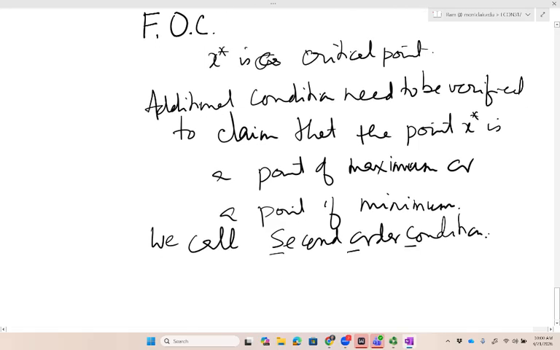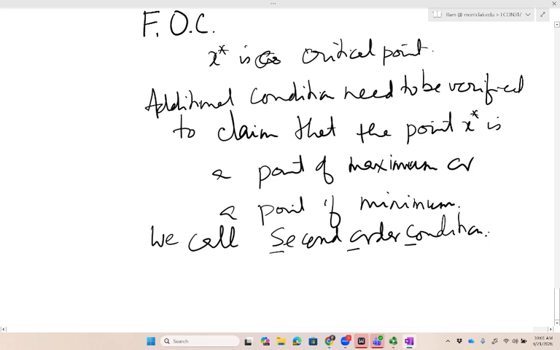So as of now, we will be able to write down an optimization problem and apply the first order condition. And then we will be able to obtain the function value. We can check whether the function has attained a point of maximum or minimum at that point. And so this is a good point to stop.